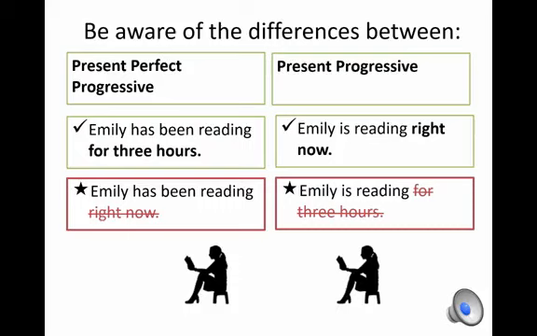So with the present perfect progressive, we can show that something started in the past and is still going on now. We're showing the length of time or the duration of time of an activity. But with the present progressive, we can only express what is happening right now.